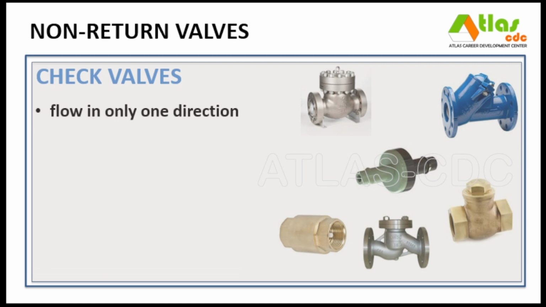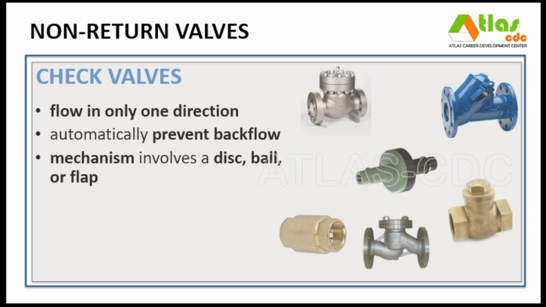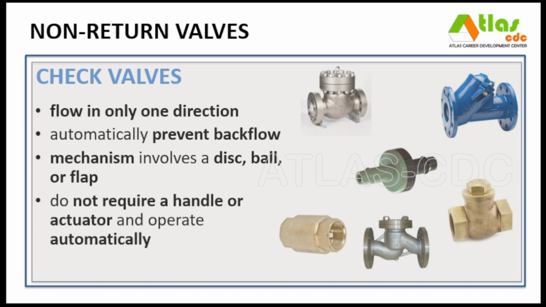Check valves are one-way valves that allow fluid to flow in only one direction and automatically prevent backflow. They operate based on differential pressure. Flow in the correct direction pushes the valve open, while reverse flow forces it closed. The basic mechanism involves a disc, ball, or flap that moves freely to open with forward flow and seals shut with reverse flow. They do not require a handle or actuator and operate automatically.